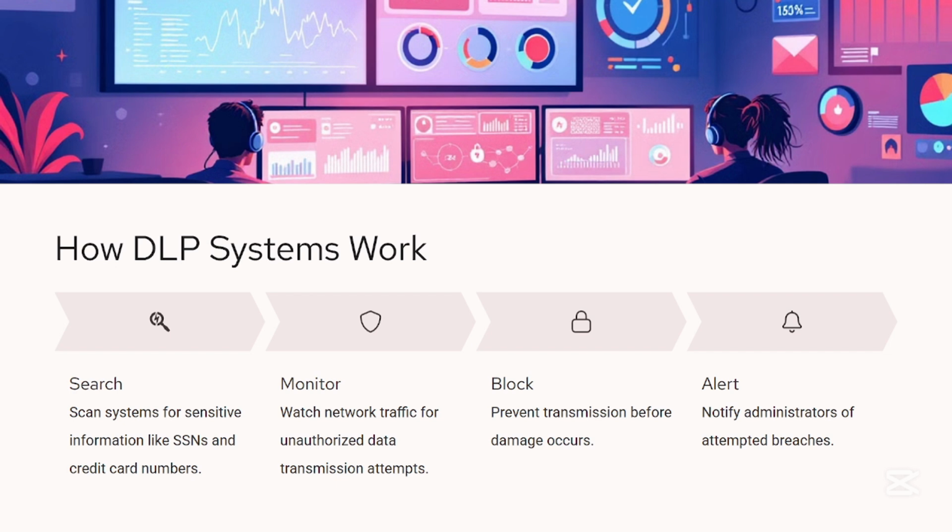They scan the system for sensitive information like social security numbers and credit card numbers. They monitor network traffic for unauthorized data transmission attempts, prevent transmission before damage occurs, and notify administrators of the attempted breaches.